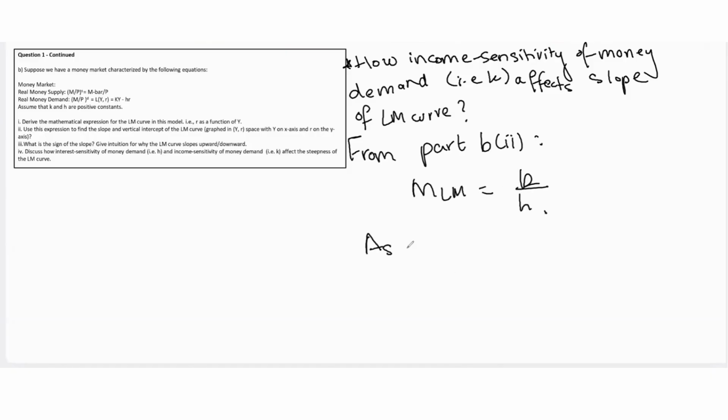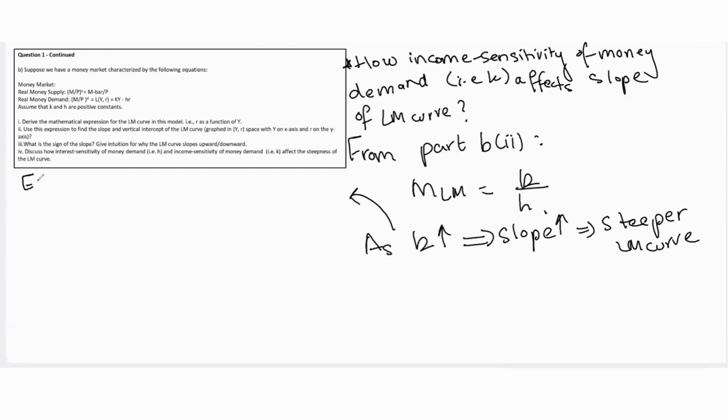So now over here, as k increases, as money demand becomes more sensitive to changes in income, we can see the slope increases, which means that we get a steeper LM curve. And we know what a steeper LM curve means. We know a steeper LM curve means that for any given change in Y, you will have a larger change in R. Let's look at the economic intuition behind this.